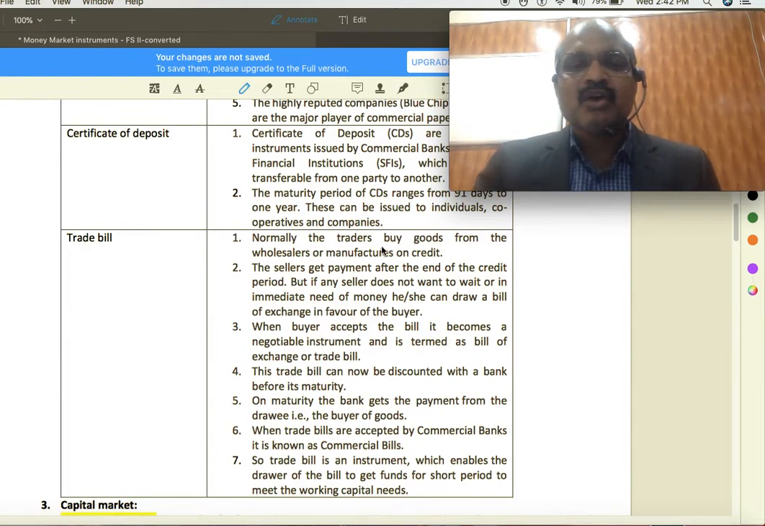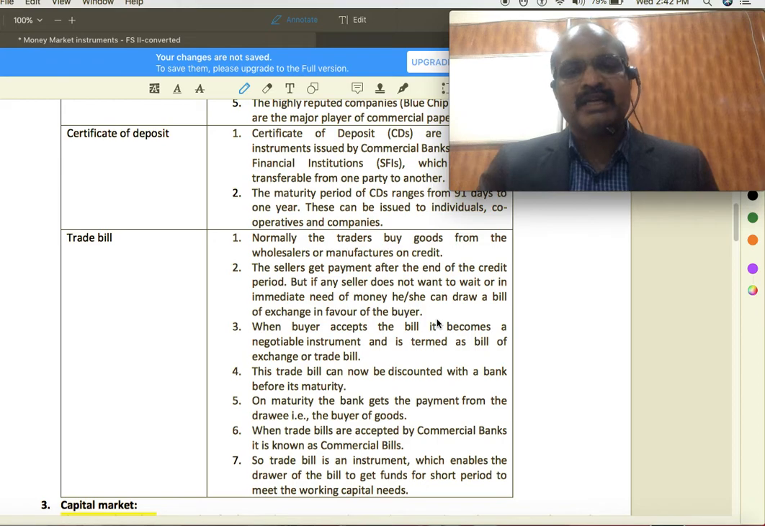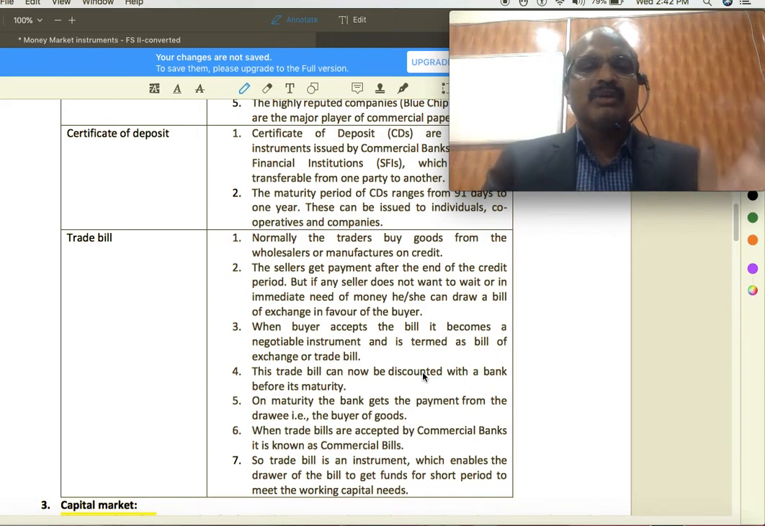Trade bill. Normally traders buy goods from wholesalers and manufacturers on credit. That means they won't pay immediately; the sellers get payment after the end of the credit period. But if any seller does not want to wait, when the buyer accepts the bill... I told you in the beginning, a bill of exchange is something.